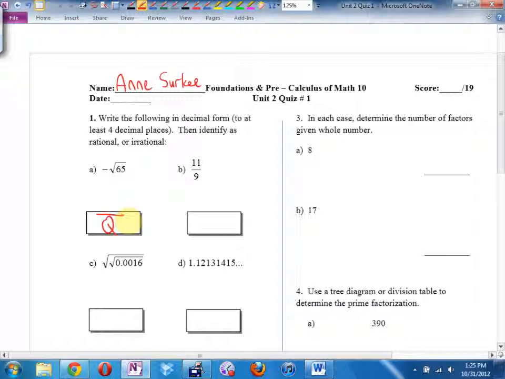I don't care what the decimal is. Well, I can tell you it's a bit bigger than 8. It's negative 8.1 something, something, something. But I know, since it's a square root and it doesn't work out evenly, it's irrational.